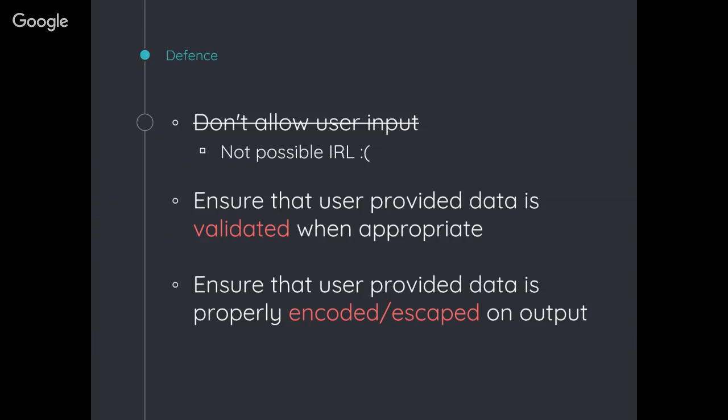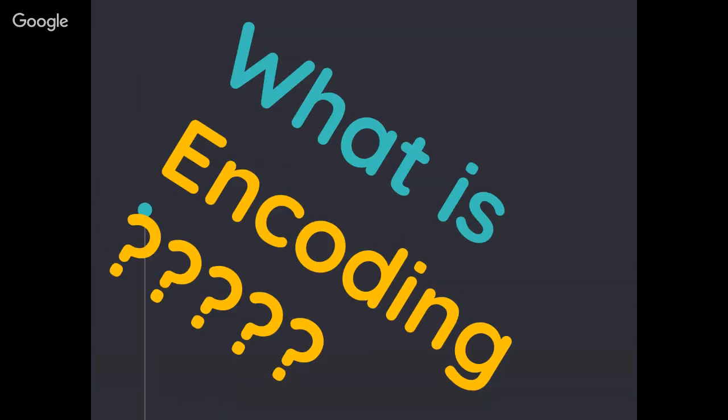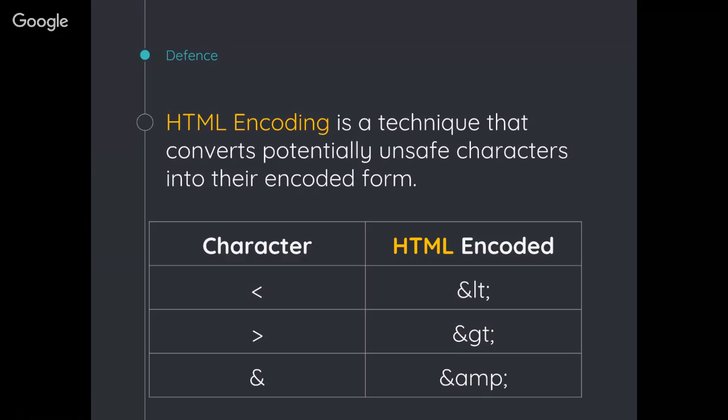And also, the last thing is, you can ensure that the user-provided data is properly encoded or escaped on display. So you're like, what is encoding? Oh, yeah, I had fun tilting the text, making it more dynamic, making it look fancier. So with HTML encoding, there are different flavors of encoding. Let's first talk about HTML encoding. HTML encoding is a technique that converts dodgy characters into characters that are safe to be displayed on the page.